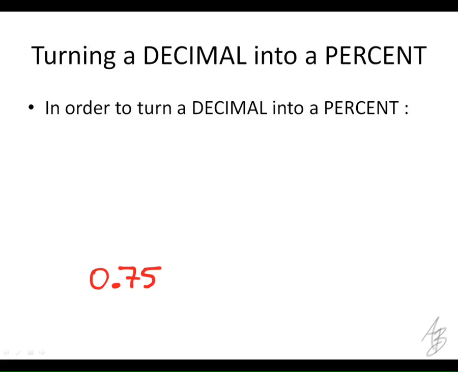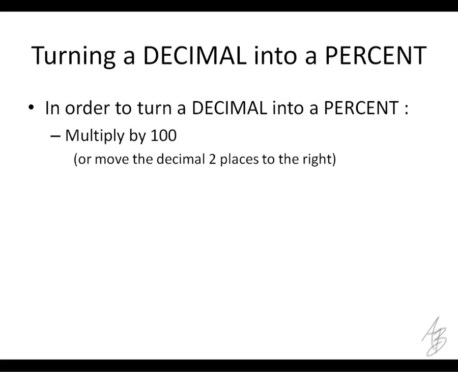So to convert a decimal like 0.75 to a percent, we're going to multiply by 100, which is the same thing as moving the decimal 2 places to the right. Okay, so when we multiply by 100, we make the number bigger, and to make the number bigger, we have to move the decimal to the right. So there's two things I want you to write down for this. You're going to multiply by 100, but an easier way to do that without having to use a calculator is to move the decimal 2 places to the right.